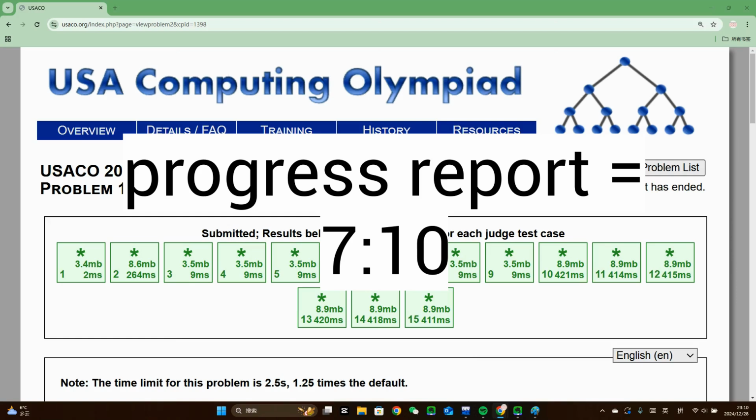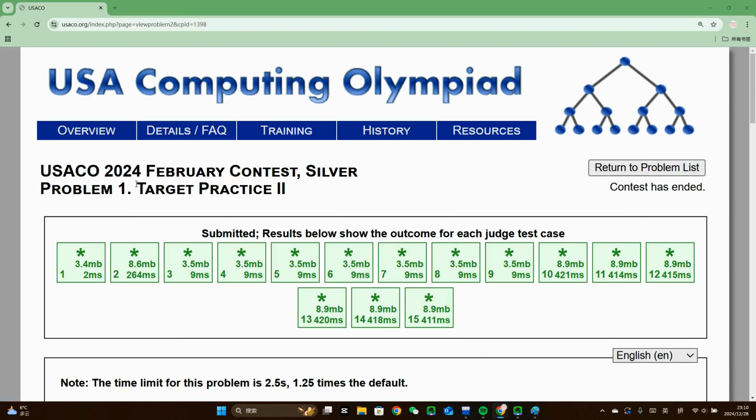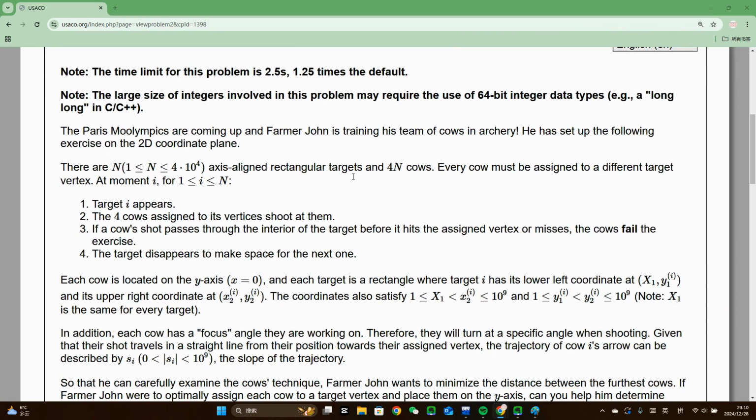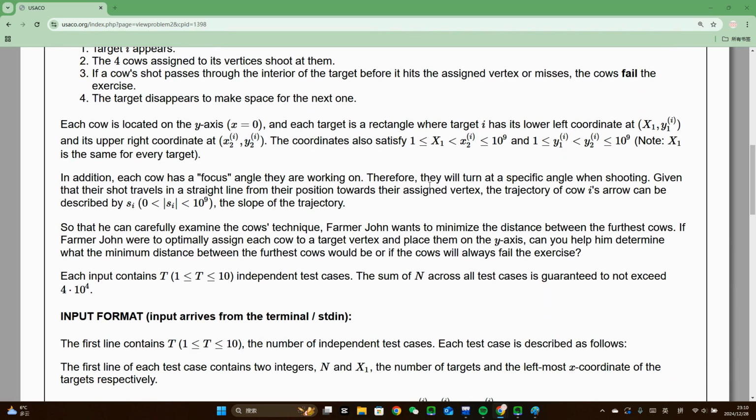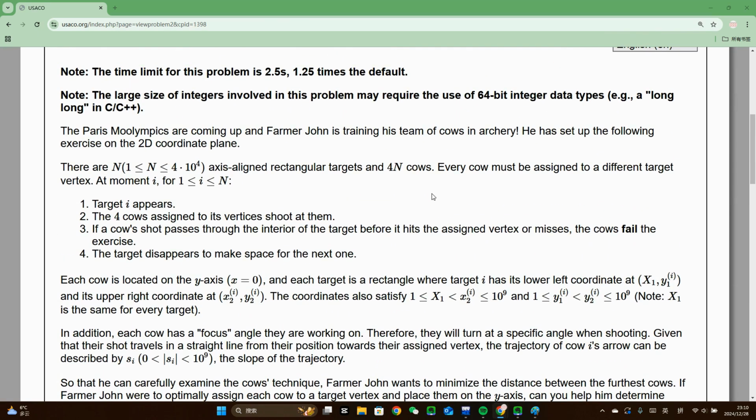Alright, hello everyone. The problem we're looking at today is the USACO 2024 February contest silver problem 1, target practice 2. You can pause the video first and look at this problem yourself. The problem statement is pretty complicated. Alright, I assume you read the problem already.